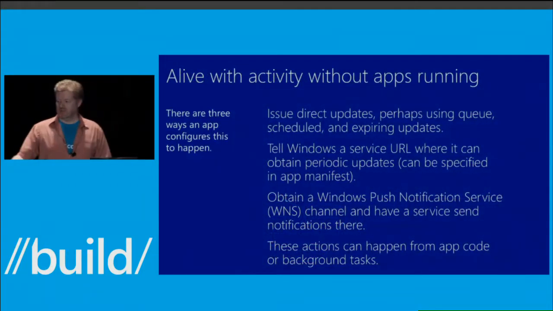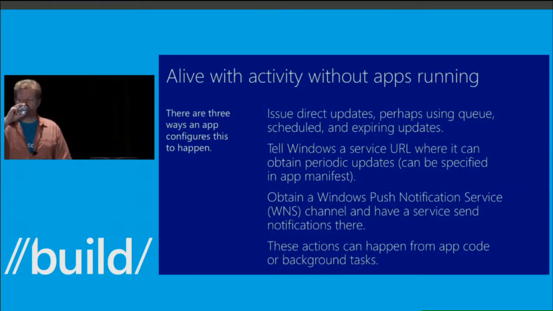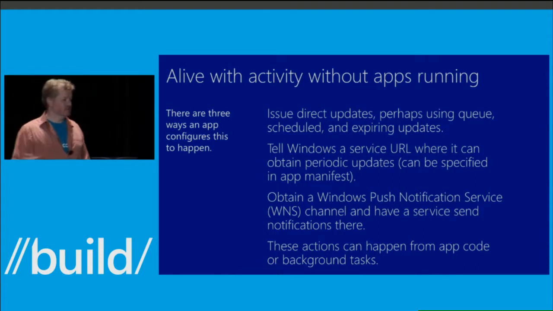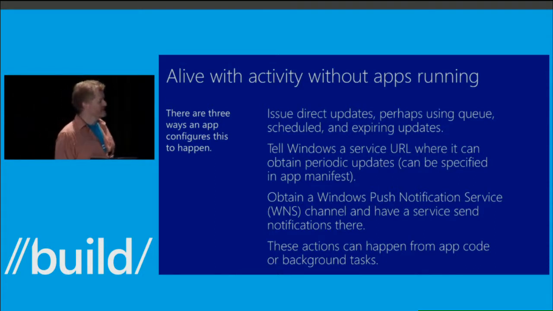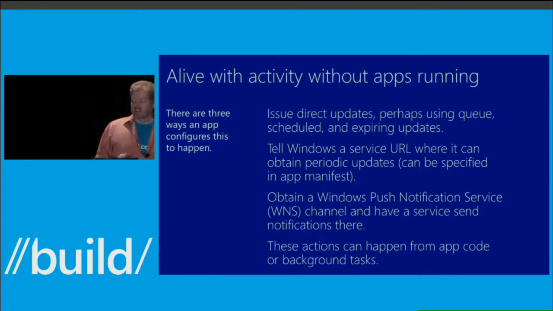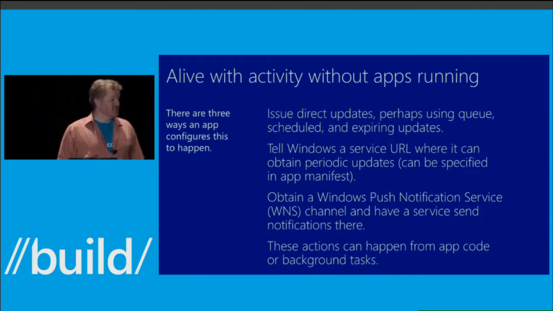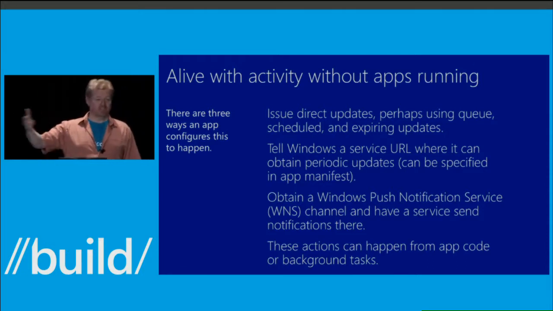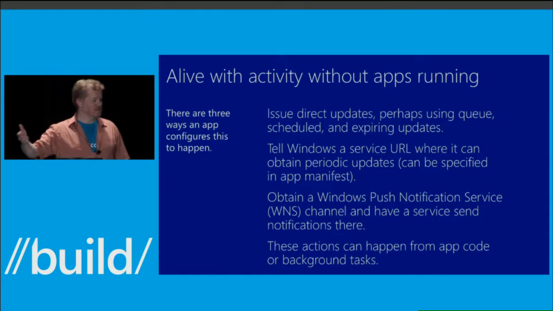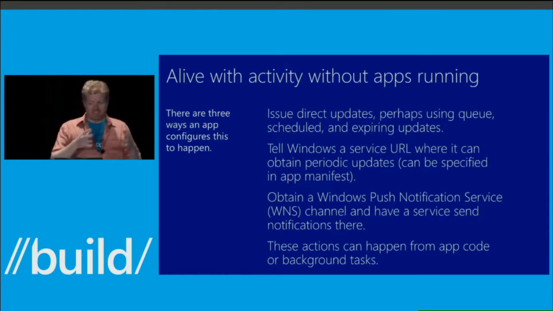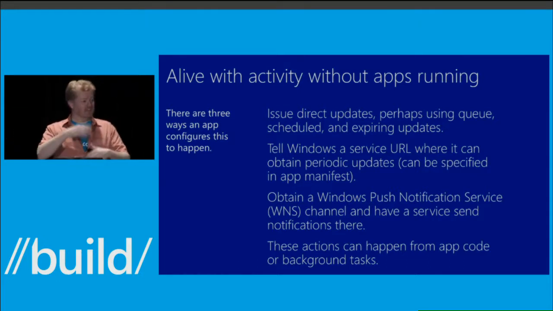So now how do we make this work? Like I said at the beginning, there are 3 different ways that apps can configure updates. The simplest one is that if the app is running, you can of course issue an update to your tile whenever you want, and you just basically create the piece of XML, send it off, and then it will do its thing. But when you're not running, what can you do?